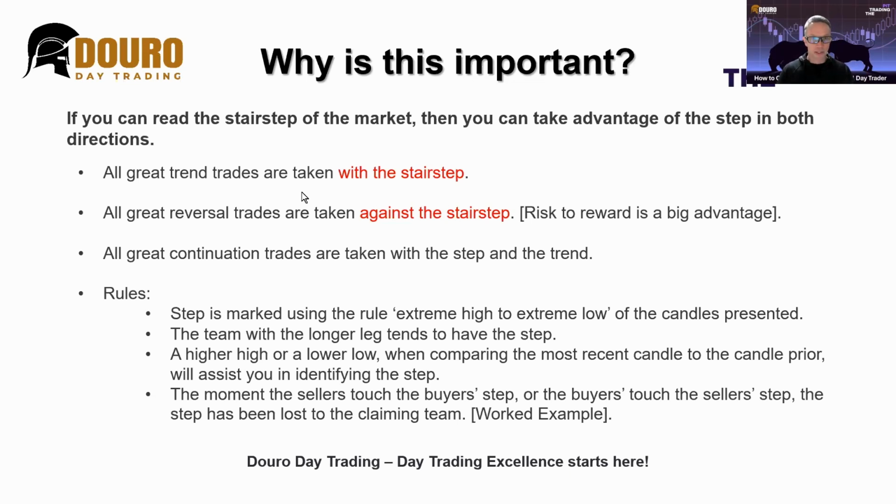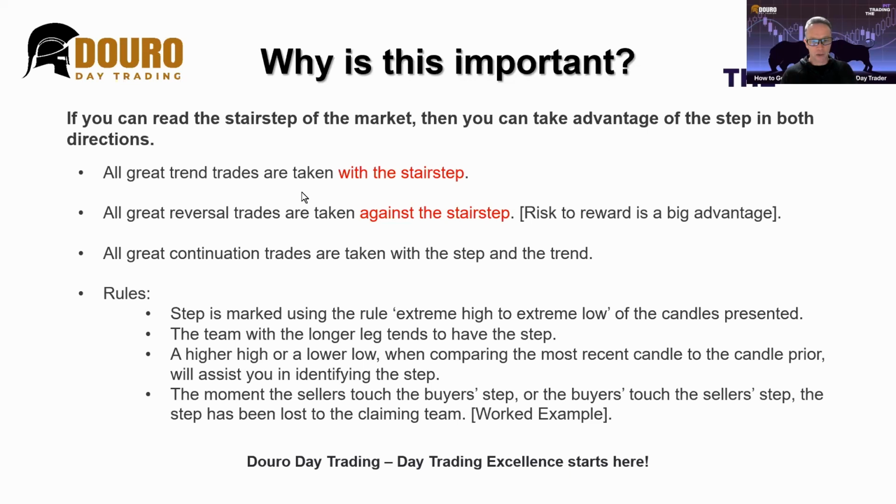Now, the rules, guys, as I show you how to mark the step. The step is marked using the rule extreme high to extreme low of the candles that are presented to you. The team with the longer leg tends to own the step. Now, guys, if you're looking at this going, Lockie, are these trading rules? They are trading rules. So, guys, if you want to take a photo with your phone so you can remember this, because I've got to move through it quite quickly. So rule number one, guys, step is marked using extreme high to extreme low of the candles present. I'll show you that on a graphic, then I'll show you on the live chart. Guys, the team with a longer leg tends to have the step.